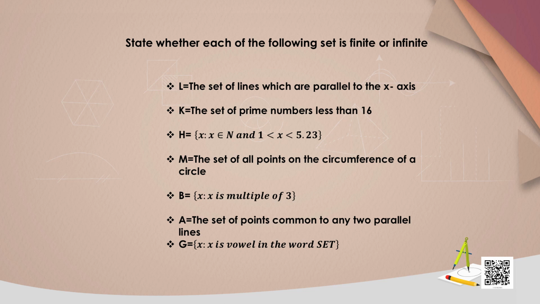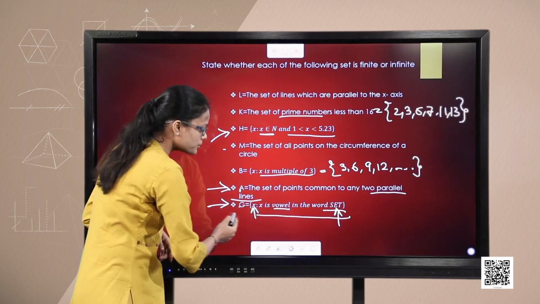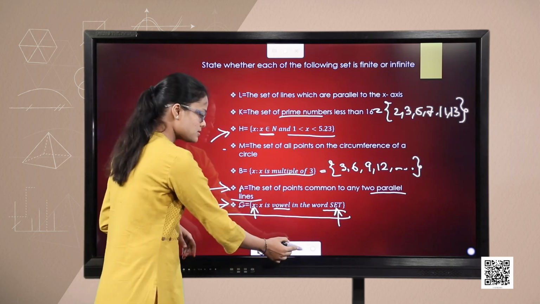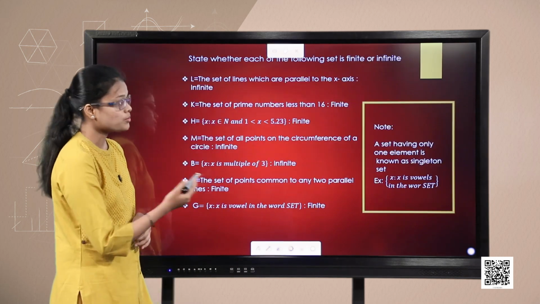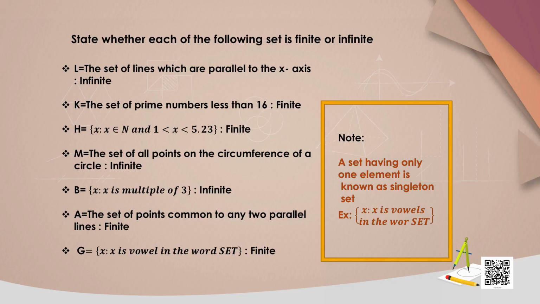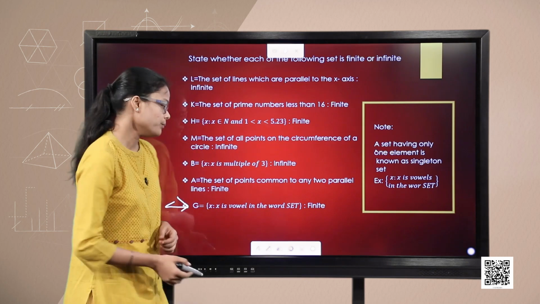Students, you may observe one more type from the last example, which is the singleton set. Yes, you may see that a set having only one element is known as a singleton set. Example, we have already seen set G, as it is consisting of only one element which is E.